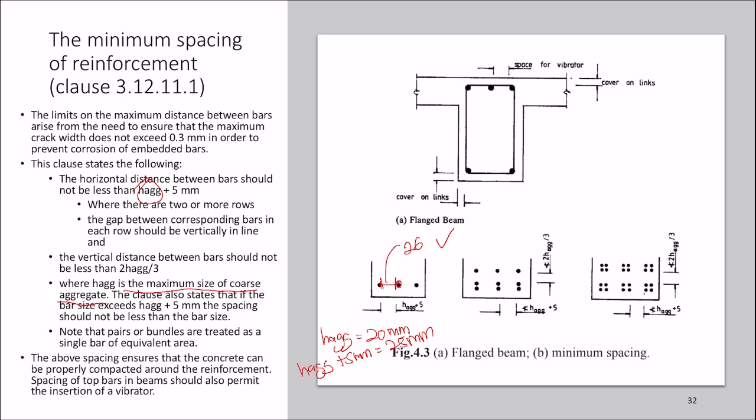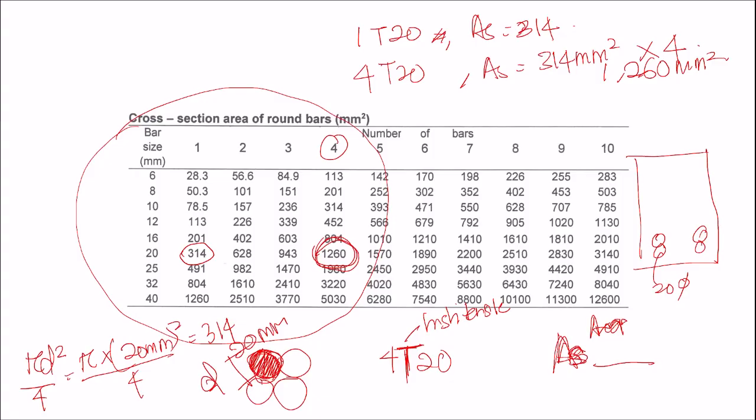Okay, the bar size, if you look at the bar size. Yes, here it is. The standard sizes do not change. It is 6, 8, 10, 12, 16, 20, 25, 32, 40. If you want a size other than these, you have to order it. Okay, custom size. This is factory made and typical size.